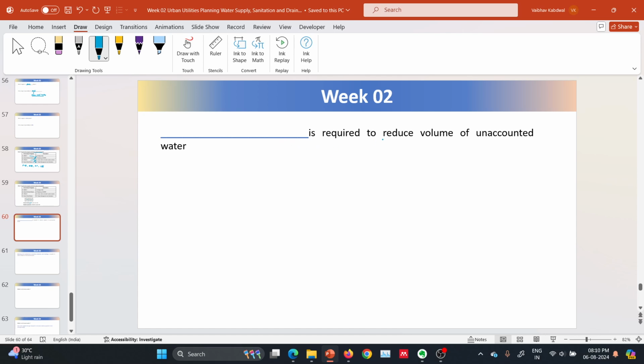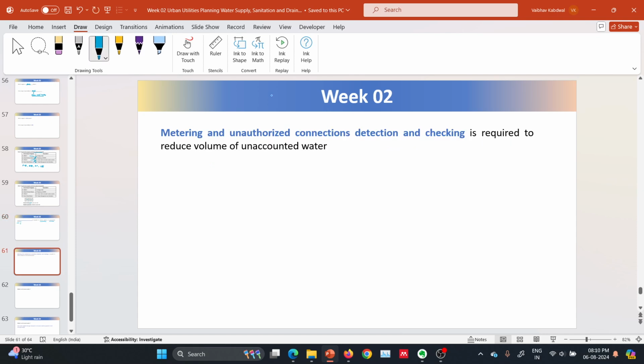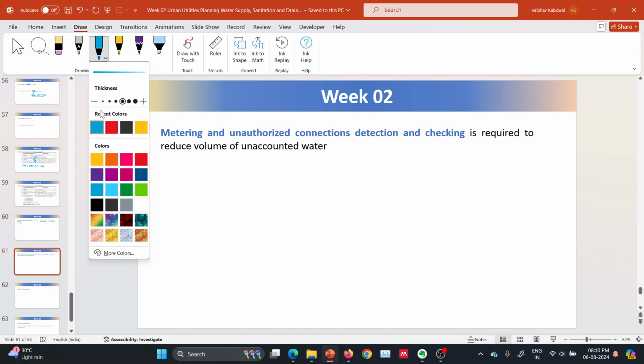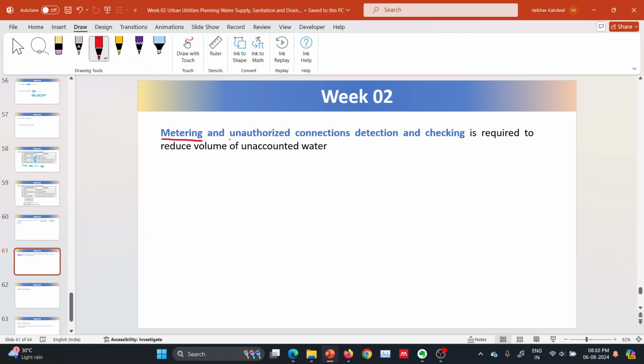This is required to reduce volume of unaccounted water. So what is required to reduce volume of unaccounted water? Metering is required. Metering and unauthorized connections detection and checking is required to reduce volume of unaccounted water. So if you provide the metering and we can check or detect the unauthorized connections, we can reduce the volume of unaccounted water.